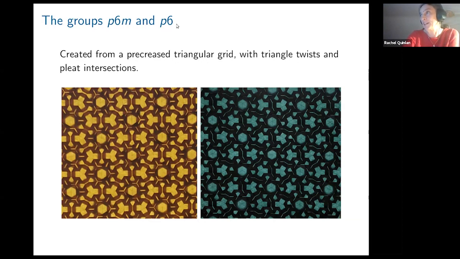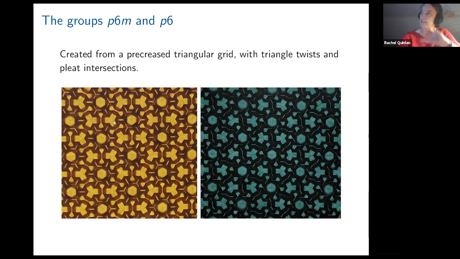And the P6 without any further notation after that. In the second case, it tells us we have six-fold rotations, but that we don't have reflections. So these two tessellations look somewhat alike. They both have the hexagons, which are the six-fold rotational symmetry centers.